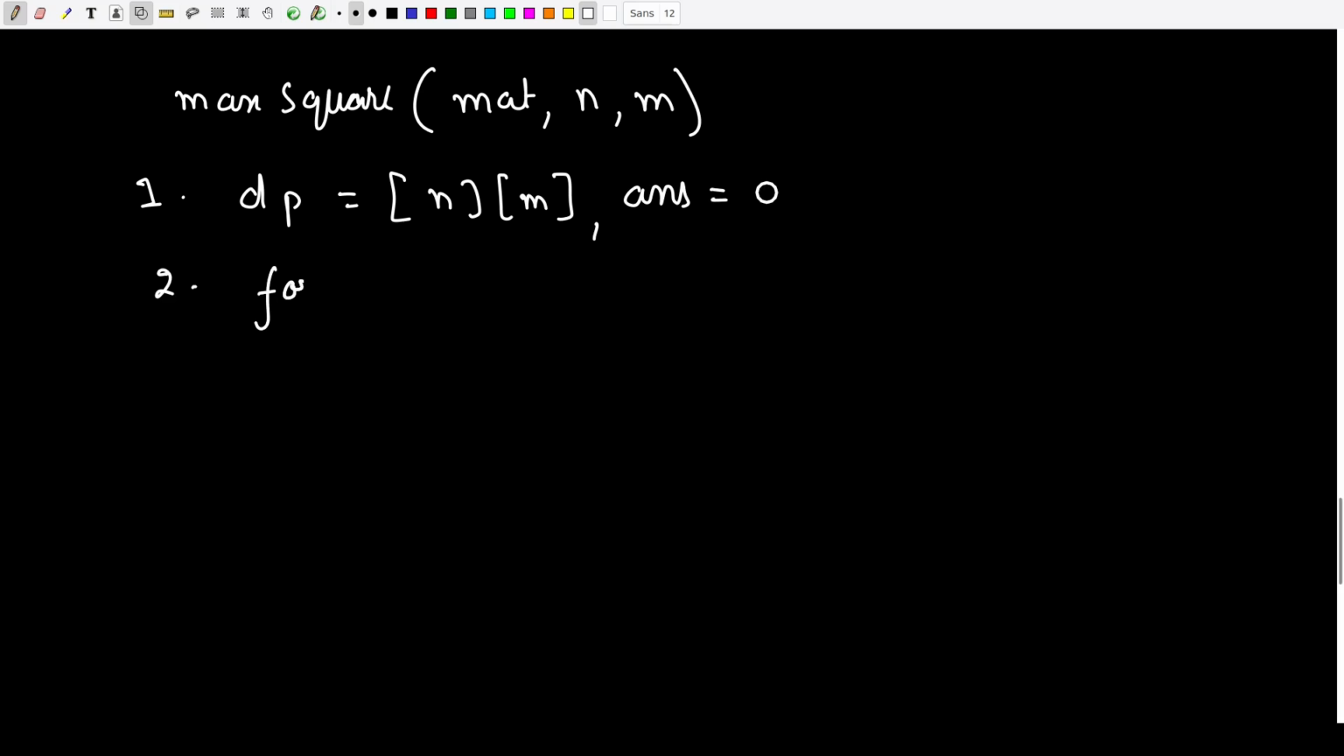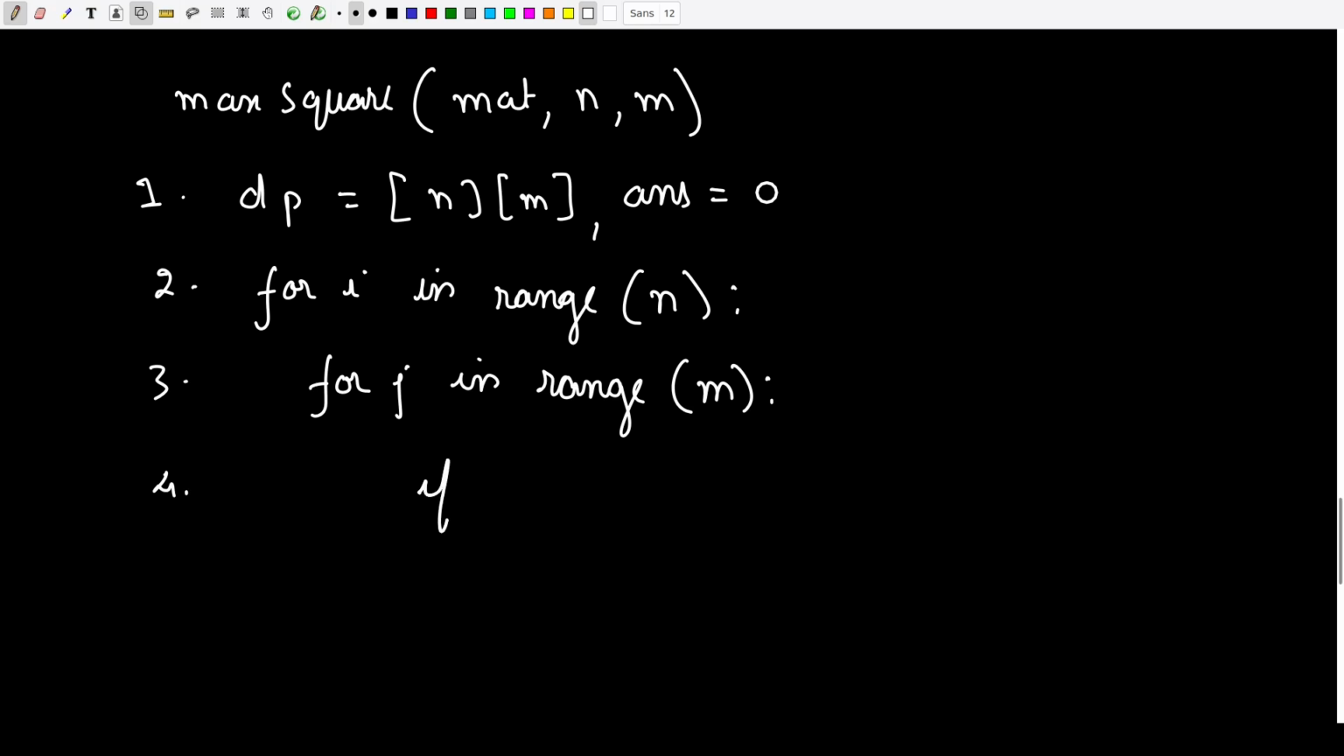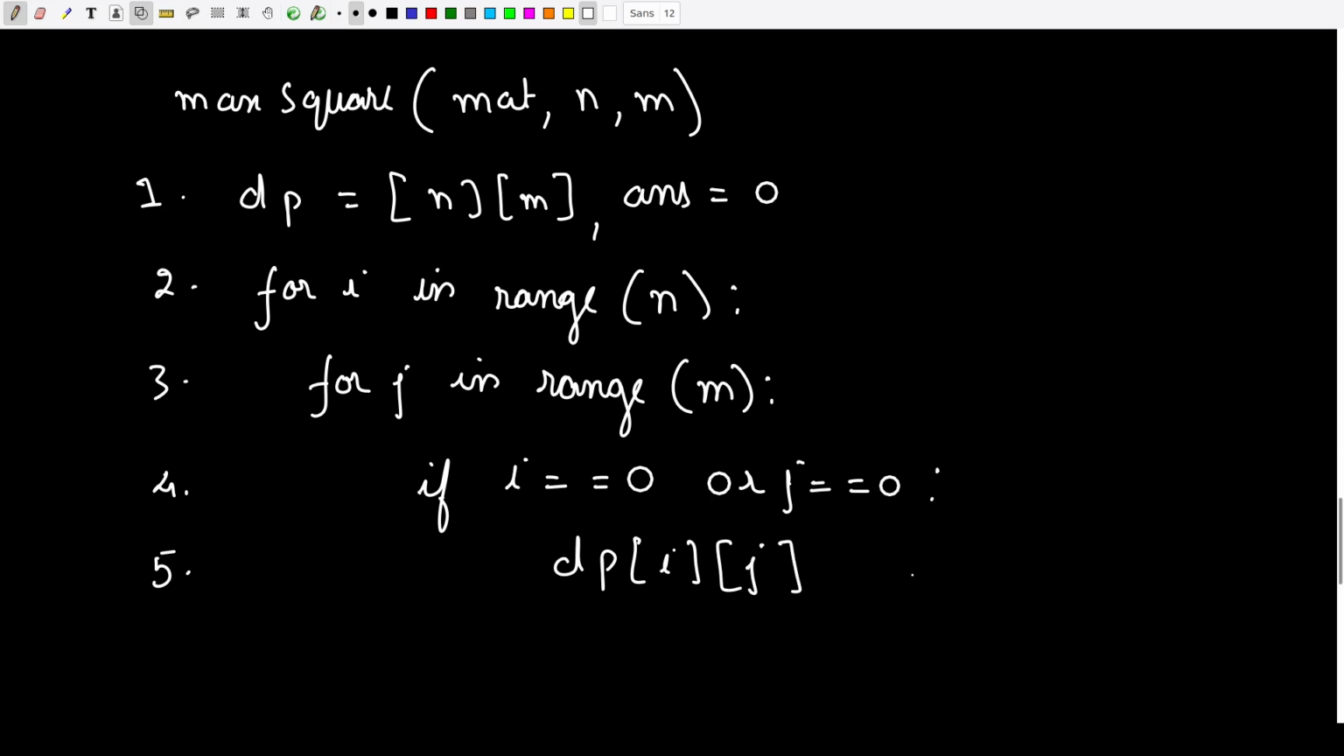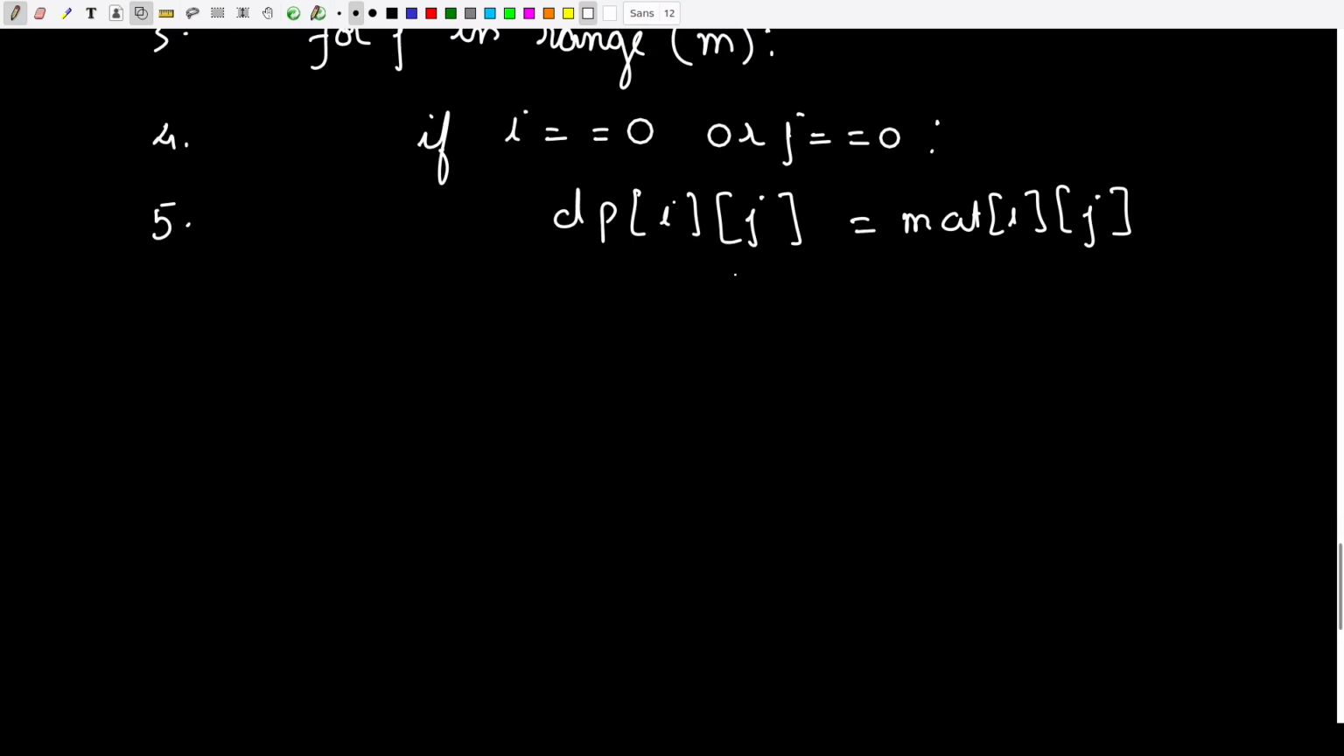Now we are going to iterate on i in range of n and j in range of m. Now over here, if i equals 0 or j equals 0, that simply means it is the beginning row or the beginning column. In such case, all we have to do is dp of i comma j will be equal to mat of i comma j. That is the maximum dimension matrix which is possible here, since it is the beginning row and the beginning column, because of which we are updating the value of dp i comma j as such.